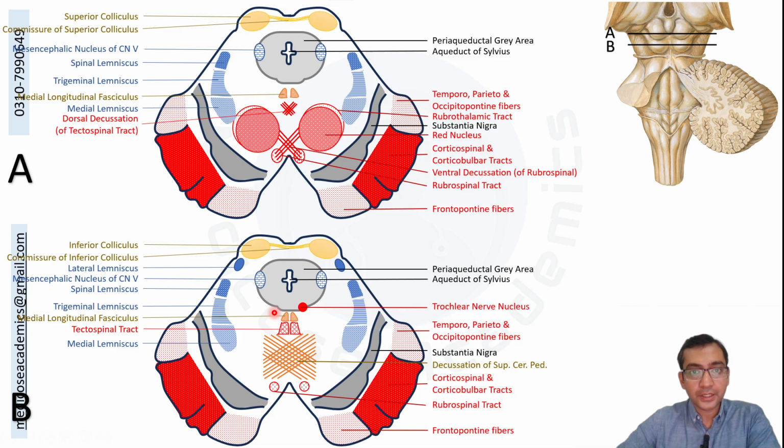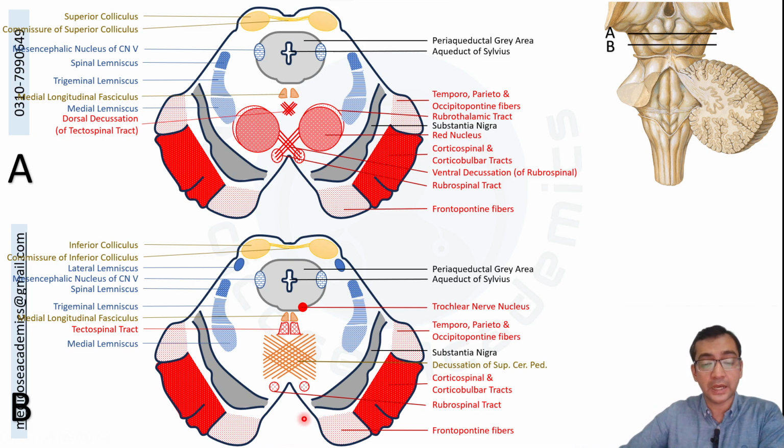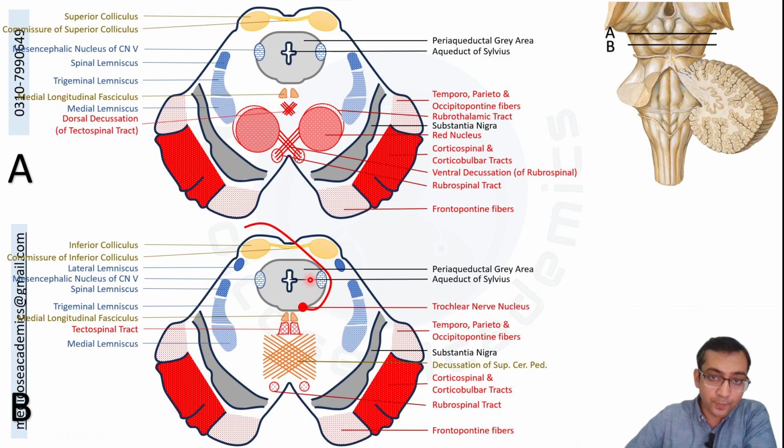Next, let us talk about the trochlear nerve nucleus. In the lower part, in B, anterior to the central canal, anterolateral to the aqueduct of Sylvius, there is the trochlear nerve nucleus. The trochlear nerve emerging from this trochlear nucleus, cranial nerve number 4, is very different in such a way that the axons, rather than going in front like almost all the other cranial nerves, go back. Not only does it go back, it crosses the midline and goes towards the opposite side.